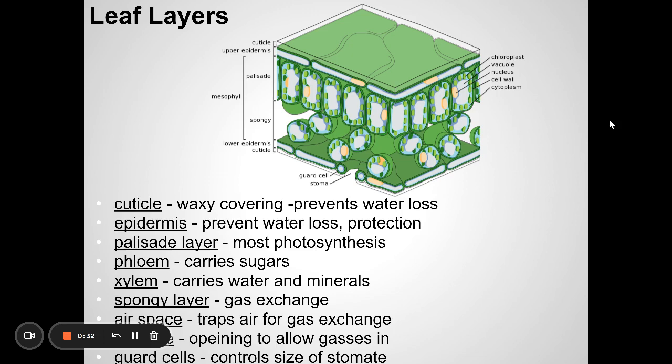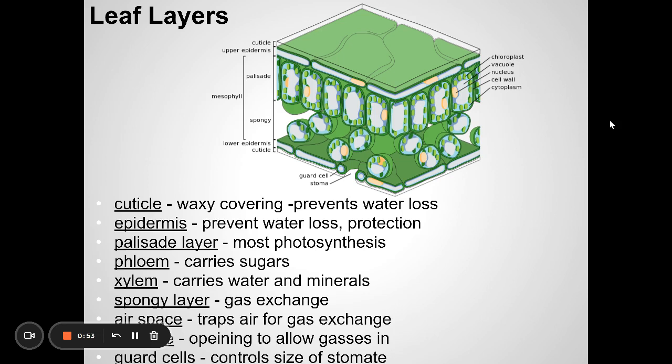So the top and the bottom, there's this cuticle. It's waxy. It basically seals the leaf, because obviously plants need a lot of water. If they don't have water, they will eventually die. And so this waxy layer that covers the leaf prevents water from evaporating from the interior of the leaf.